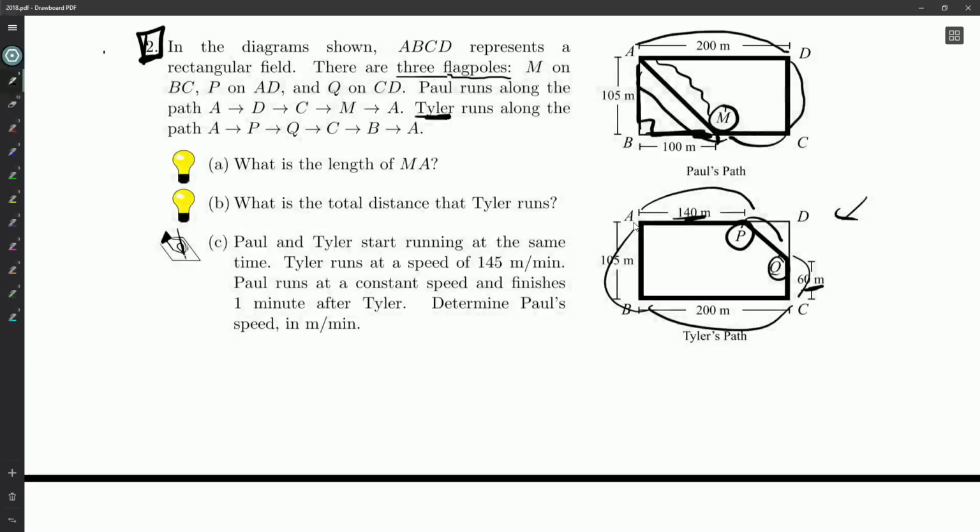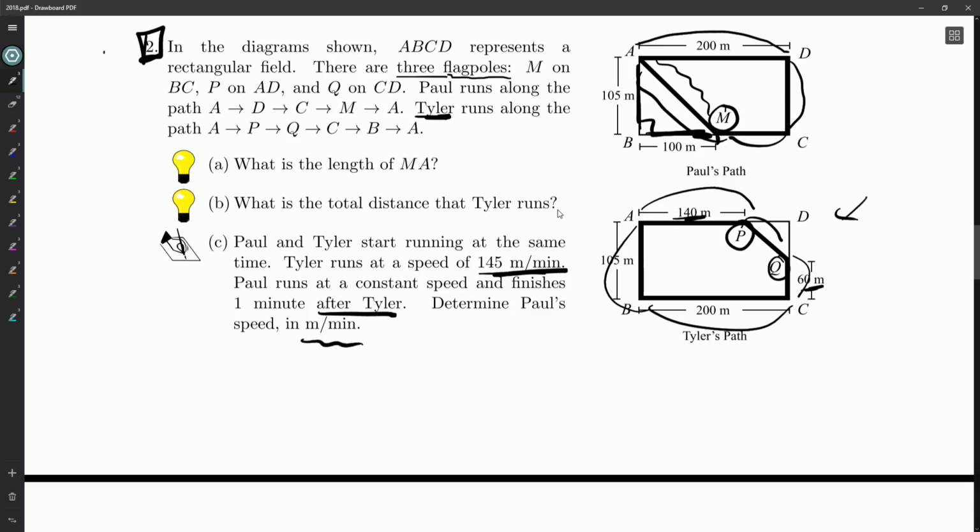And then C part. Paul and Tyler start running at the same time. Tyler runs at a speed of 145 meters per minute. Paul runs at a constant speed and finishes 1 minute after Tyler. Determine Paul's speed in meters per minute. Okay, how do we find speed? We find total distance divided by total time.